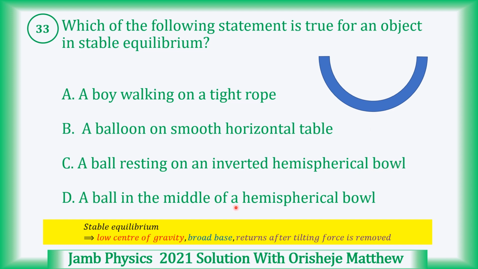Then a ball in the middle of a hemispherical table: if it rolls here, it will roll back again. It can return to its original position. So this one is stable equilibrium. So D is the correct answer to this.